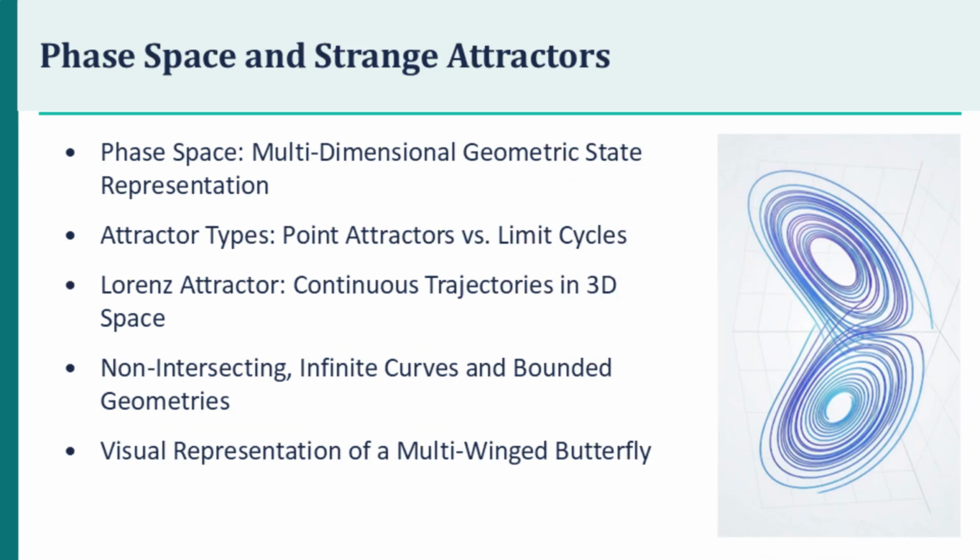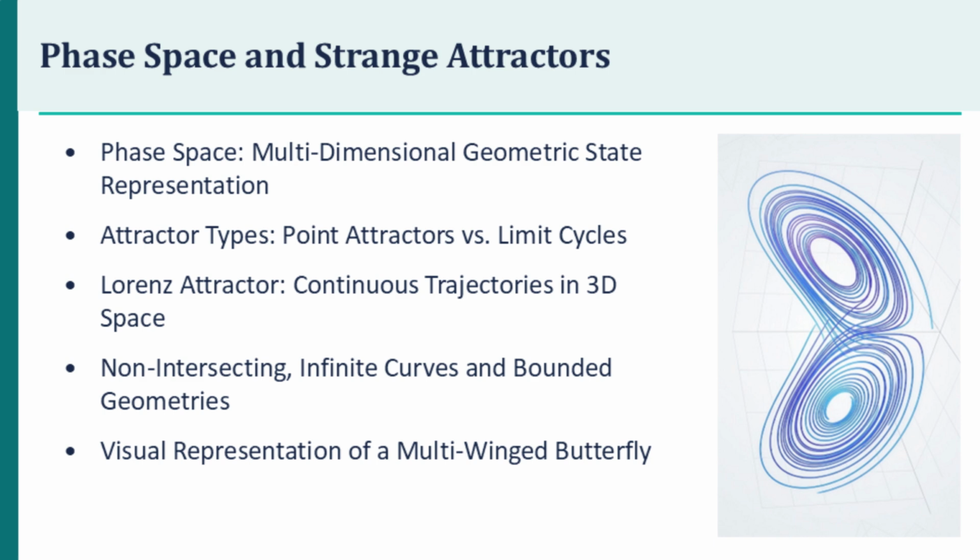To visualize these multidimensional chaotic behaviors, mathematicians use a conceptual tool called phase space. Phase space is a geometric space where all possible states of a dynamic system are represented, with each coordinate representing a specific state variable. For instance, in a simple pendulum, the phase space axes would represent its angular position and its velocity.